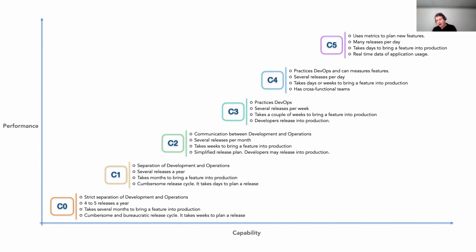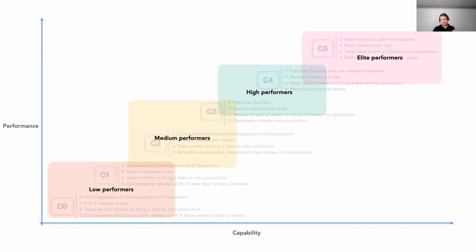So you start to see here the pattern, and you start to identify, well, actually at the top right, you have the so-called elite performers. And at the bottom left, you see the low performers. They have a lot of struggles to deliver features, even the basic things are very, very cumbersome.